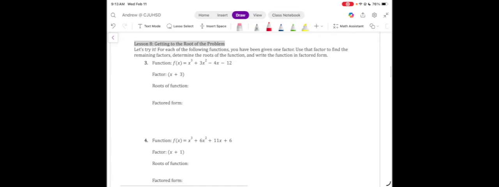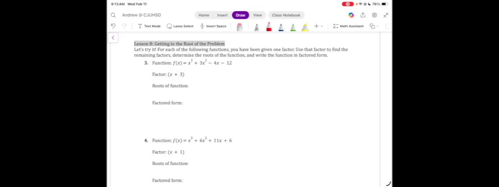Okay, so let's try it. For each of the following functions, you've been given one factor. Use that factor to find the remaining factors, determine the roots of the function, and write the function in factored form. So we're going to break it down completely. Factor x plus 3.